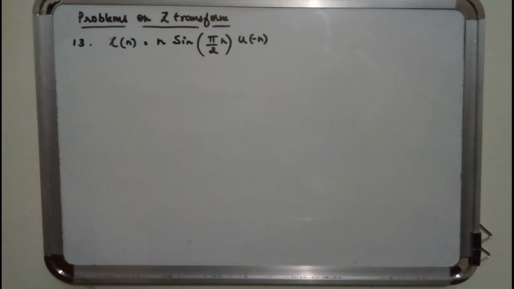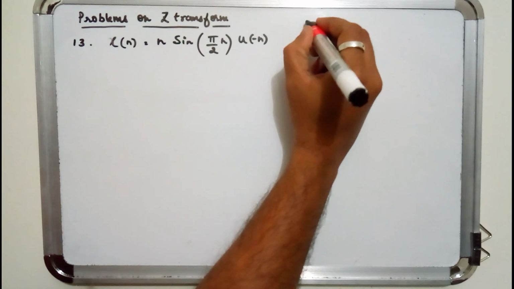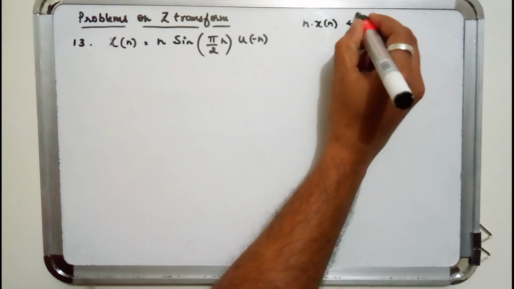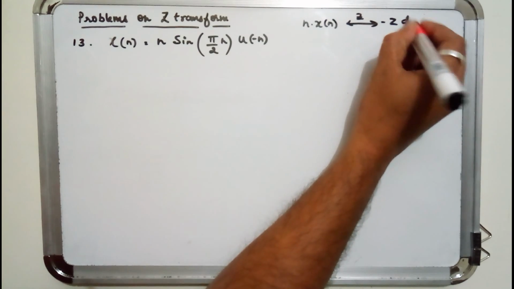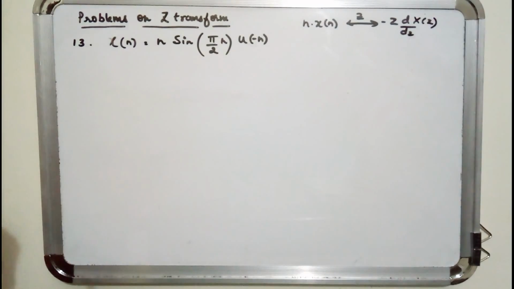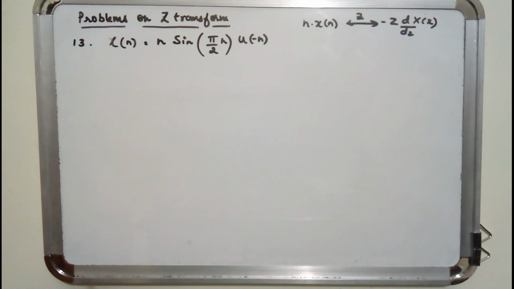Now in this problem, x of n is given to be n into sine pi by 2n into u of minus n. Now we have from the property of differentiation in z domain, n into x of n forms z transform pair with minus z into d by dz of x of z. So this is the property called differentiation in z domain.